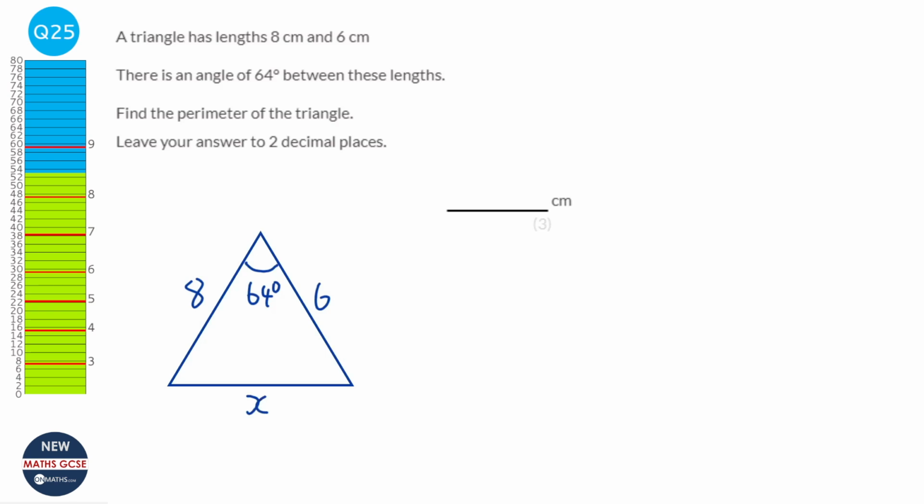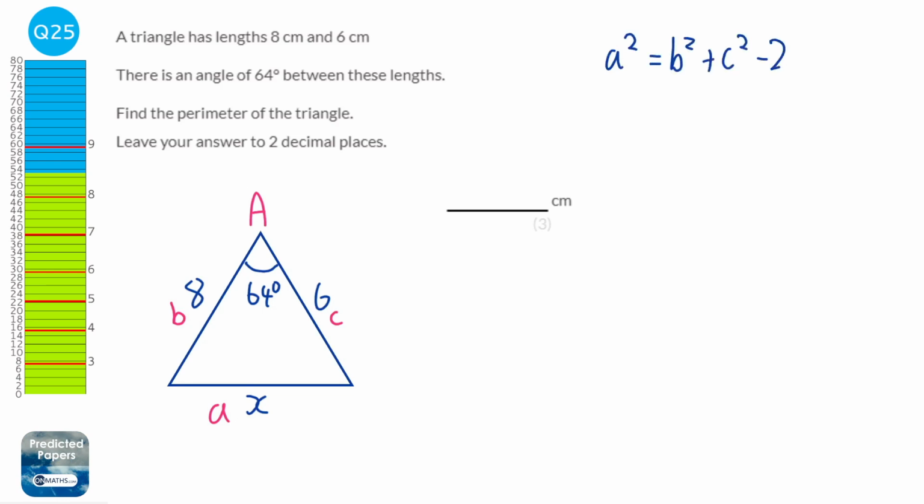Now we're going to be using the cosine formula. So cosine formula involves angle A. So we're going to label the angle A. And the one opposite, the one we label as A, is going to be little a. And then little b and little c, it doesn't matter which way around you do them. So we're going to write down the cosine formula. So it's a squared equals b squared plus c squared minus 2bc cos A.